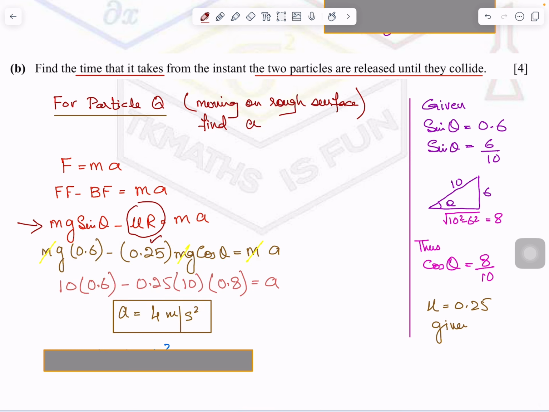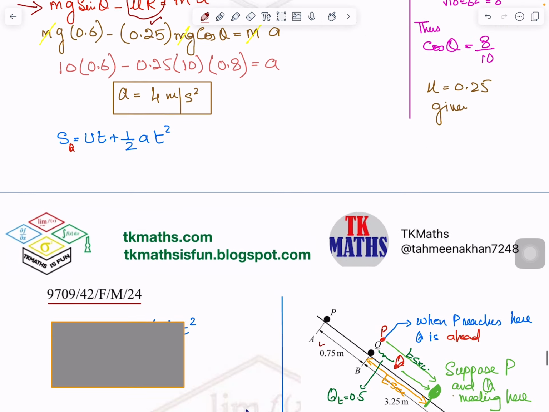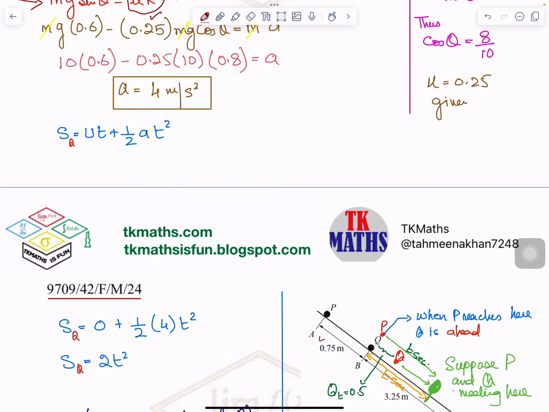So for the rough surface, the acceleration is 4, and for the smooth surface, the acceleration was 6. We have seen that. Now we have to find out the time. Okay, so now I'm going to substitute here. With respect to Q, I have written here s equals ut plus half at squared. u is 0 initially when it started from position B. Acceleration you have just found.